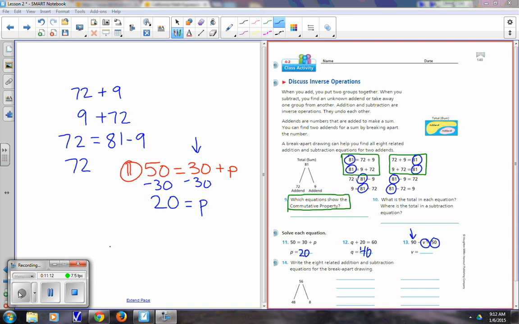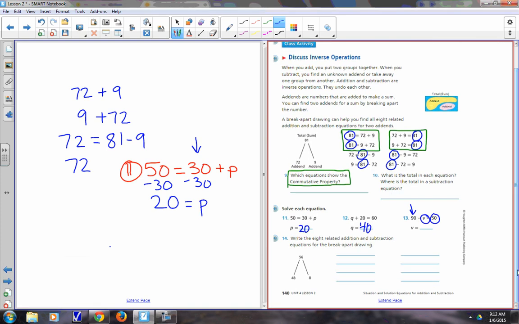Your next challenge is to write 8 related addition and subtraction equations for this break-apart drawing. So basically you're doing this right here for 56 instead of 81. You can look at this as your model, and I will do the first one for you. So 56 equals 48 plus 8. Now you have to write 7 related equations like we did for 81 up here. Hit it.